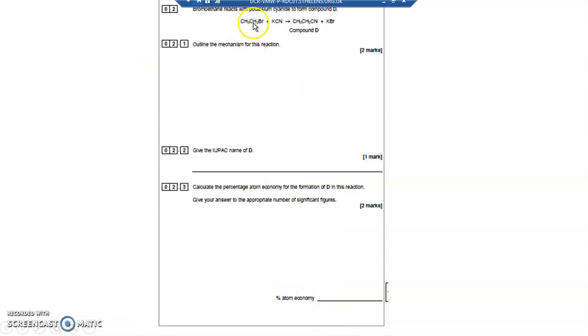Outline the mechanism. So I've got bromoethane here and I've got potassium cyanide making propanenitrile and potassium bromide. But remember, in the mechanism, potassium cyanide dissolves in the water. So we use something like methanol and water as a solvent here, and it will make CN- with a lone pair of electrons, and it's that you've got to use. The K is a spectator ion. Don't include the K in the mechanism at all.